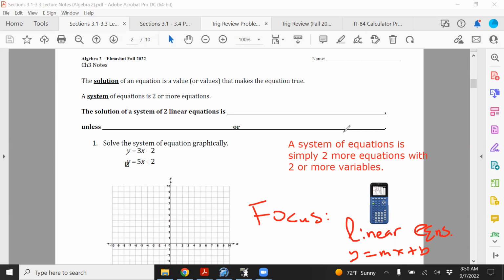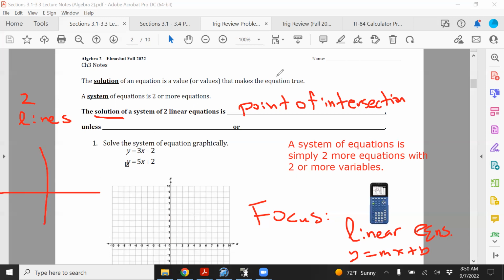By the way, the solution to a system of equations is simply the point of intersection. Because if you think about it, what if you have two lines? If you have two lines, what's going to happen? There are three things that could happen. They could intersect. So that's one possibility. The point of intersection is going to be the solution because that's common. That point is common to both lines. Whatever x and y is over here, that's going to make both equations happen.